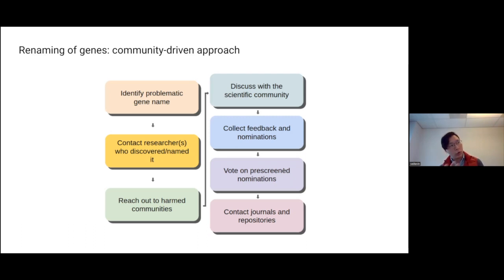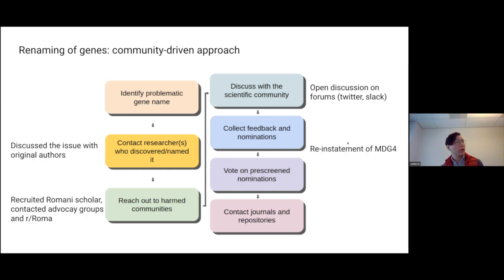So here's the roadmap my colleagues and I came up with. First, identify the problematic gene name and what the problem is, and, as a form of respect, contact the researchers who came up with the name. Then reach out to the harmed communities and discuss with the scientific communities who are working on this gene. In our case, it's a very big community, because the transposable element community is very big. It's not just flies, there are a lot of plant, fungi, and mammalian scientists working on this. We then collect feedback from them and get a sense of what they think.